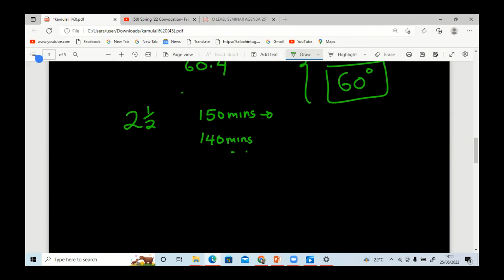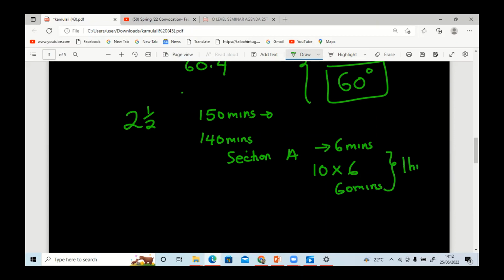So for section A, each number you have in section A, make sure that you use only 6 minutes to do that number. In case it goes beyond 6 minutes, first leave the number, go to another number. So make sure you budget your time well such that you can be able to finish. And you know that in section A, we have 10 numbers, meaning that when you multiply 10 times 6, those are 60 minutes. Meaning that when you are doing section A, spend a maximum of 1 hour.